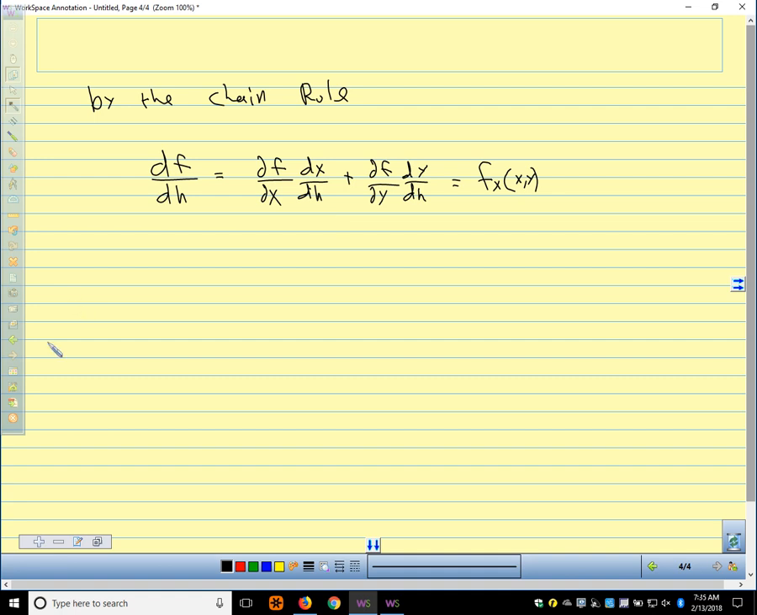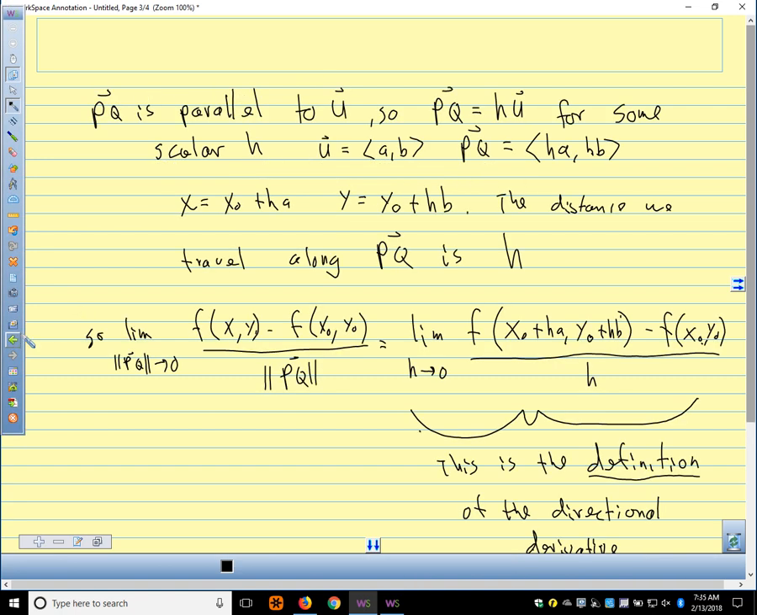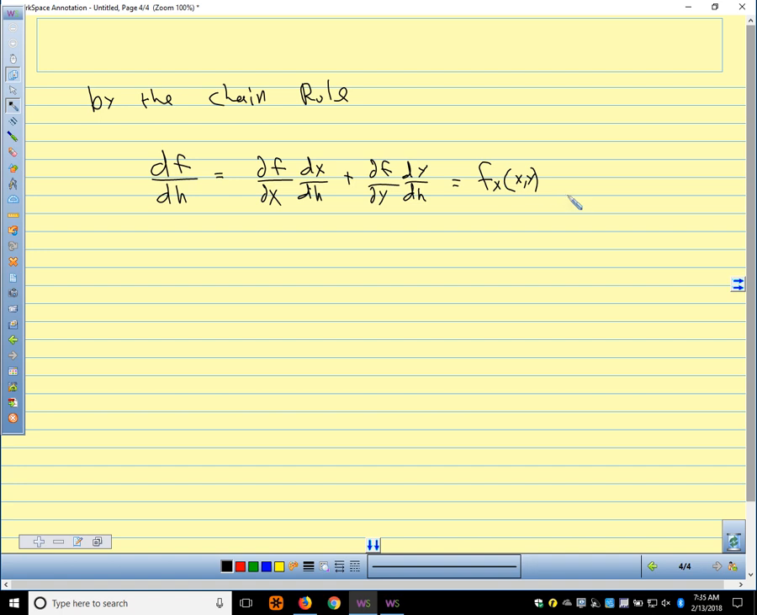Let's go back. We take the partial of this with respect to h. The partial of y with respect to h is b. So this is just going to be a plus f sub y at xy times b.